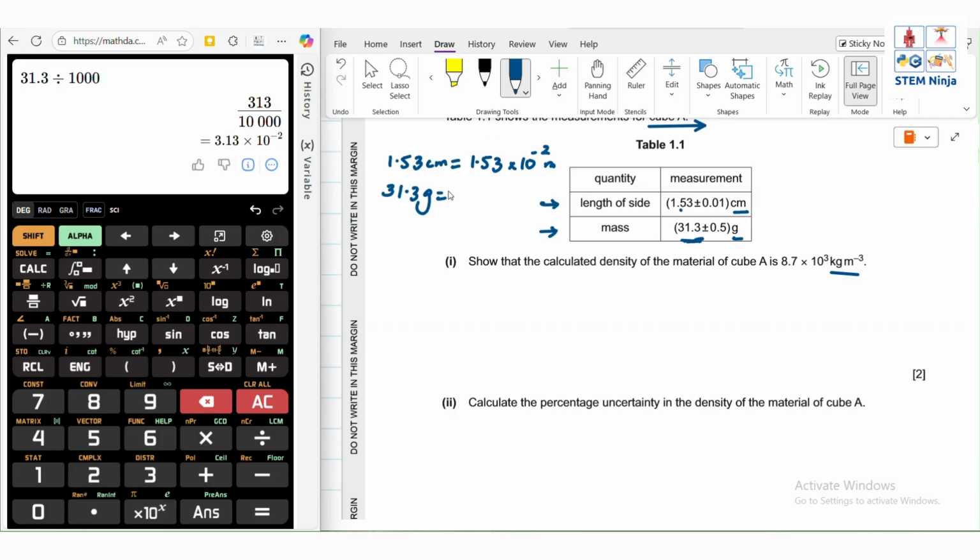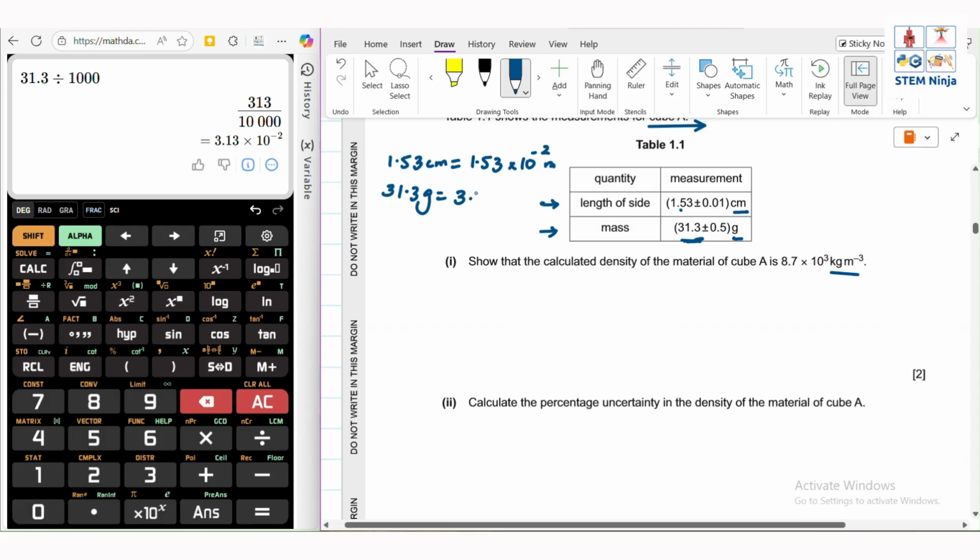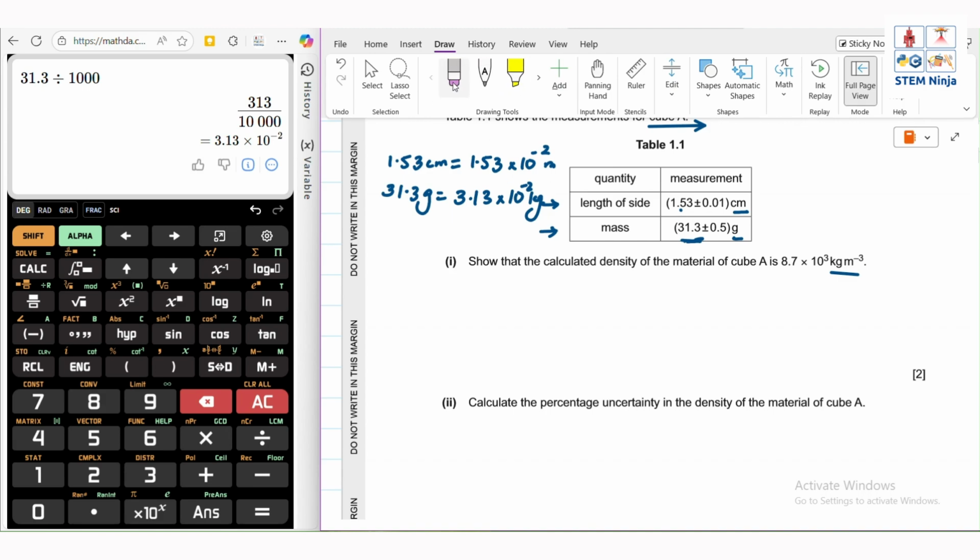As you can see, we will get 3.13 × 10^-2 kilograms. The percentage uncertainty, or the fractional uncertainty, is not changed by this change in the units. So we don't have to worry about that.